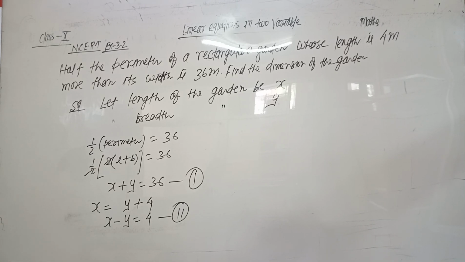Question number 7. There are two equations and we have to draw the graph. Then determine the coordinates of the vertices of the triangle. Again in this question you have to draw the graph, and in the next video we will discuss exercise 3.3.